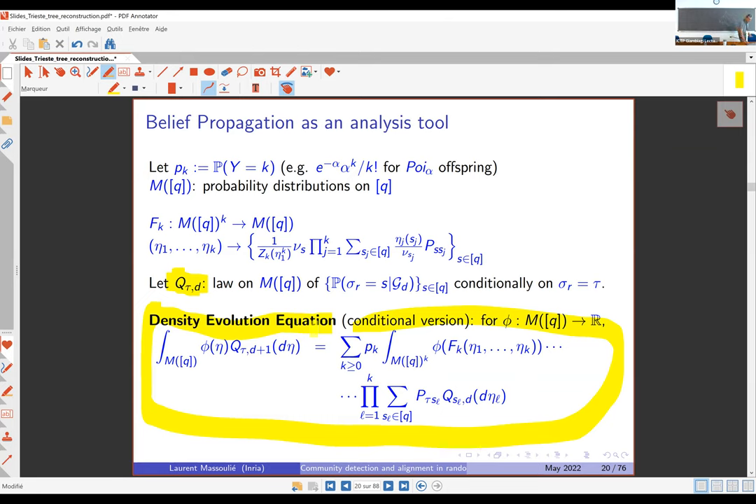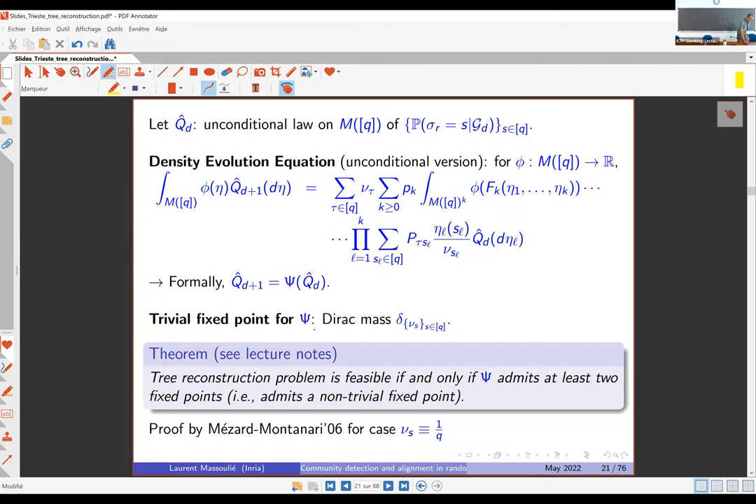So that's one way of writing it. I'm not spending too much time on it, but this is really something you can figure out by thinking about it without calculations, just a consequence of belief propagation. It admits a non-conditional version.